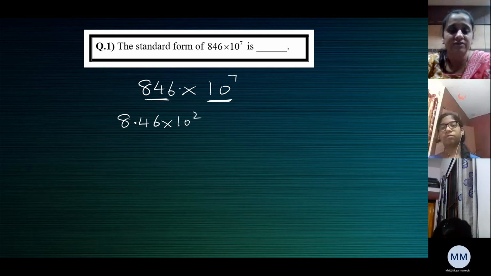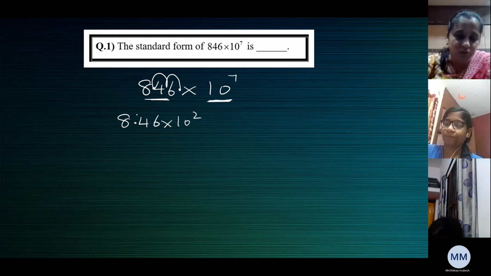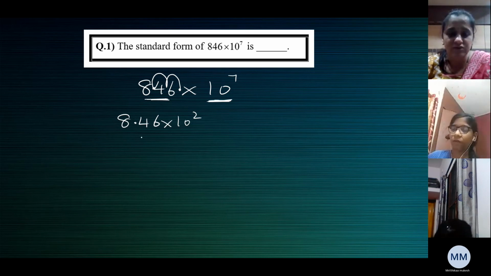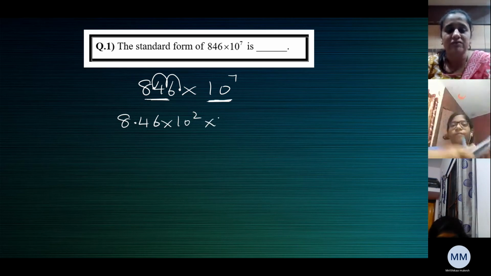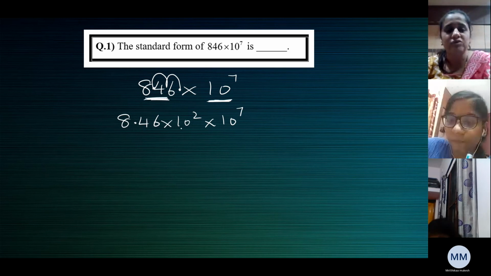So the decimal point is here. We need to shift it by 2 places. So the number 846 becomes just 8.46. So you have reduced the value of the number. Hence, you must raise 10 to a positive power, a positive 2. We shift the decimal point by 2 places and the number reduces. So 846 is 8.46 into 10 to the power 2 into 10 to the power 7 as it is.